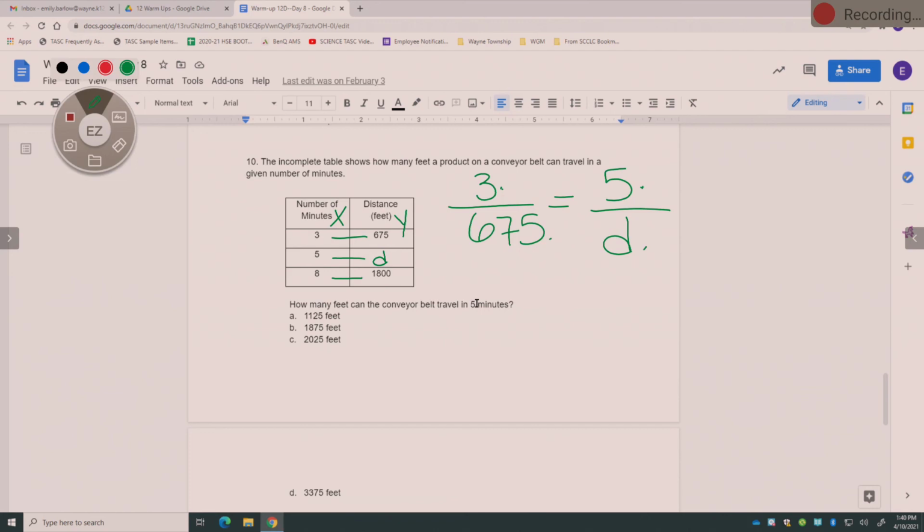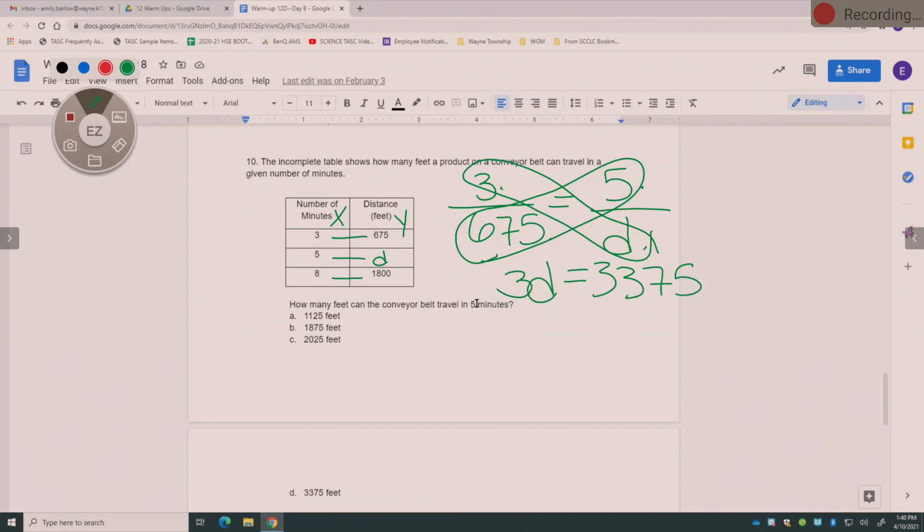So now we've got a fraction, an equal sign, and a fraction, which means we can cross multiply. 3 times D is 3D. Then we bring the equal sign down. 5 times 675, which is 3,375. So that was cross multiplying.